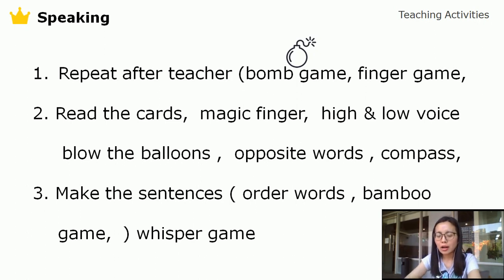And then for the bomb game. For example, we got 4 words: frog, turtle, rabbit, and elephant. And for frog, they know this very well. So we want to practice these 3 words. So we can add a bomb game.